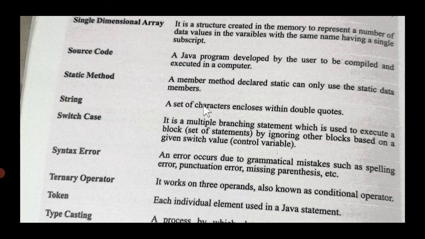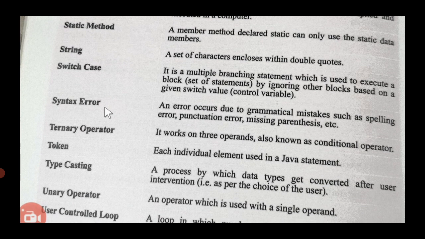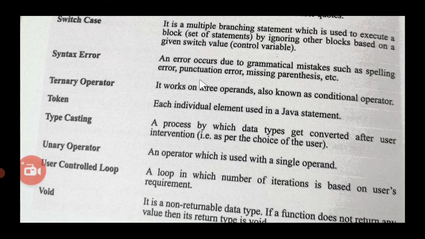After that is string, a set of characters enclosed within double quotes, that is known as a string, or you may call it a string literal as well. Then switch case, it is a multiple branching statement which is used to execute a block or a set of statements by ignoring other blocks based on a given switch value or control variable. Syntax error, an error that occurs due to grammatical mistakes such as spelling error, punctuation error, missing parentheses, etc. Then ternary operator works on 3 operands, also known as conditional operator. Question mark, colon are there.